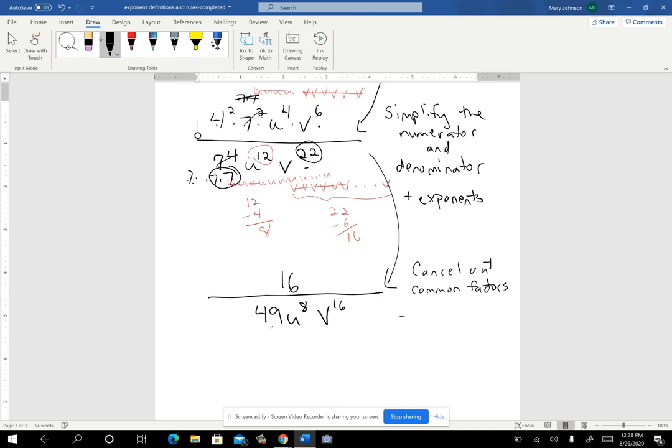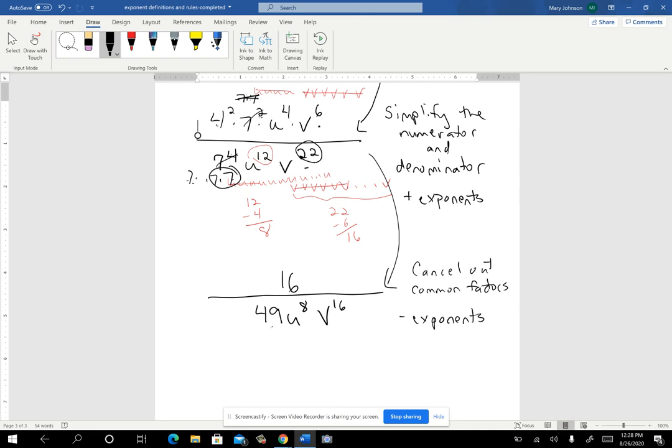And you basically subtract your exponents, but I need you to be careful. I don't want you to introduce negative exponents. So the way I want you to think about it is that I can subtract 6 from 22 and get 16. And because the exponent with the larger number is in the denominator, that's why I have a 16 in the denominator. And then I can subtract 4 from 12 to get 8, and it would be a u to the 8th in the denominator.